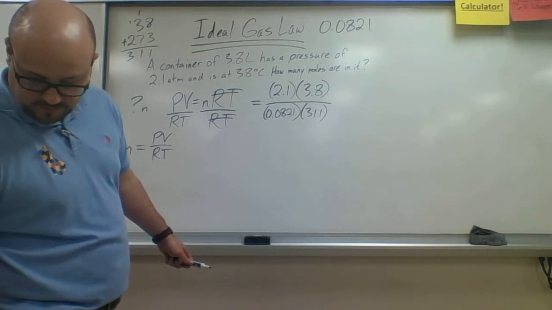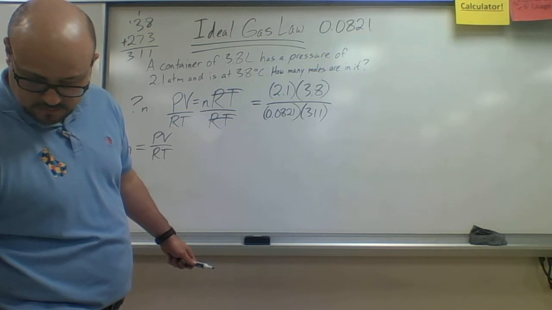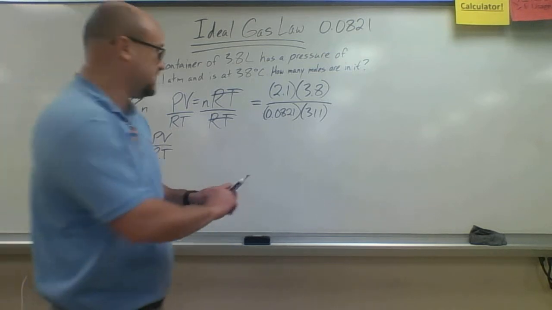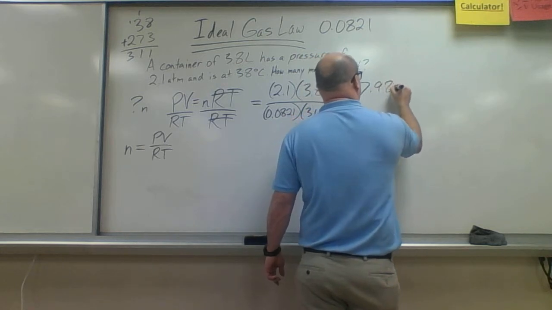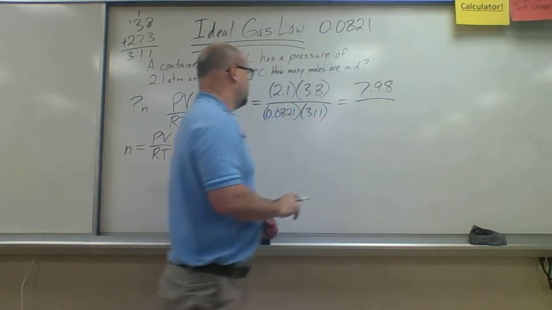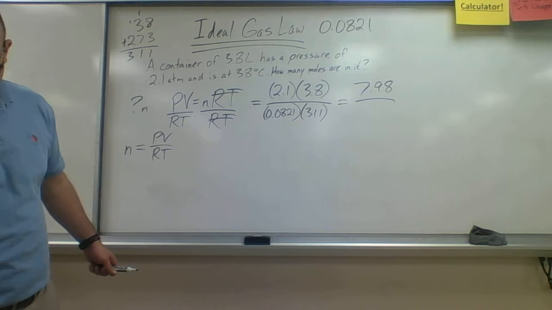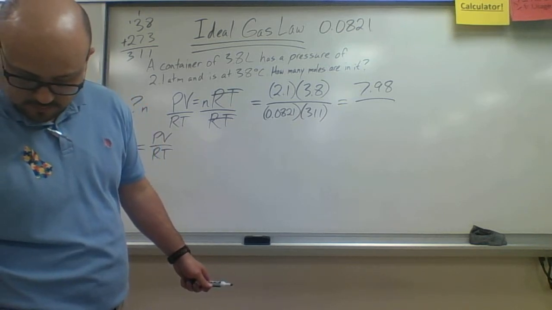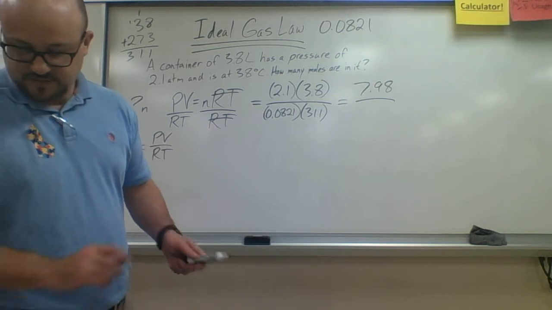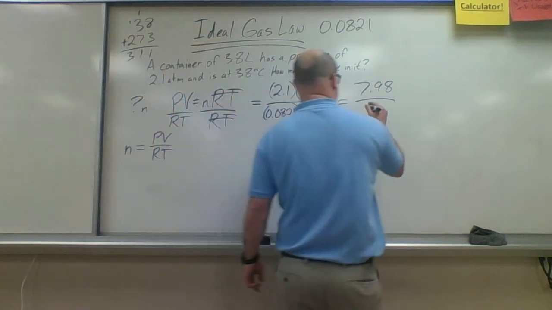Now we're going to multiply the top. 2.1 times 3.8 gives us 7.98 over 311 times 0.0821, which is 25.5331.